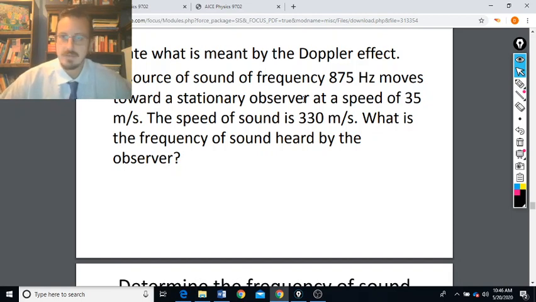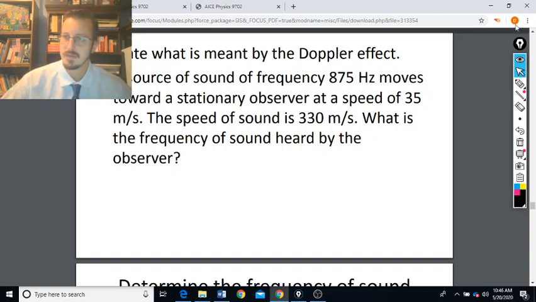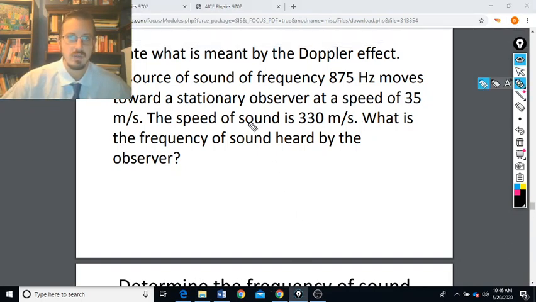A source of sound of frequency 875 hertz moved toward a stationary observer at a speed of 35 meters per second. The speed of sound is 330 meters per second. What is the frequency of sound heard by the observer? Well, this gives us a chance to really work through that question. So we want to solve for the frequency heard by the observer. Because it's moving toward, that means we're going to do what? Do we add or do we subtract? Pop quiz. Correct. We're going to subtract when the relative motion is such that they're moving towards each other.